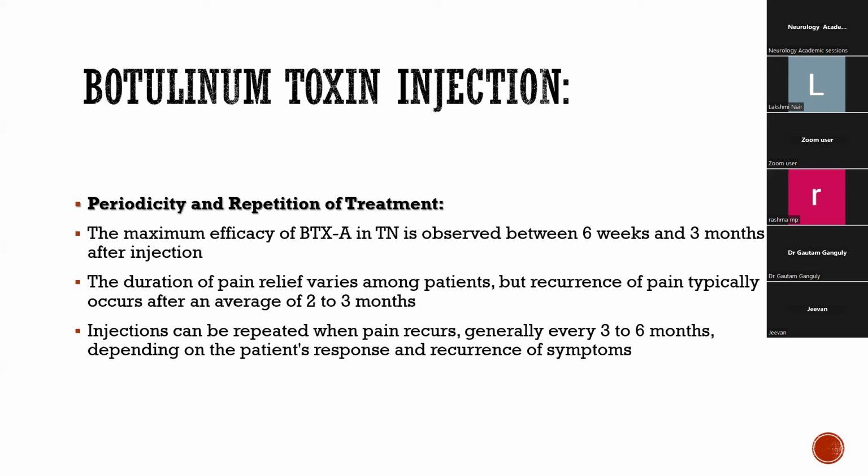So the maximum efficacy of botulinum toxin A is observed between 6 weeks to 3 months after injection, and the duration of the pain relief varies among patients, but the recurrence of pain typically occurs after an average of 2 to 3 months. So injections can be repeated when pain recurs, and generally every 3 to 6 months, depending on the patient's response as well as recurrence of symptoms.